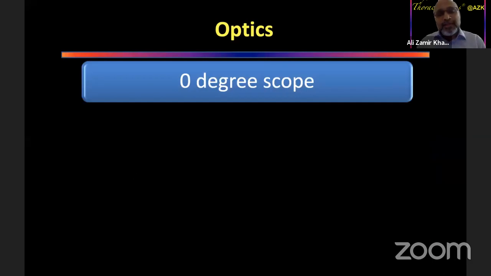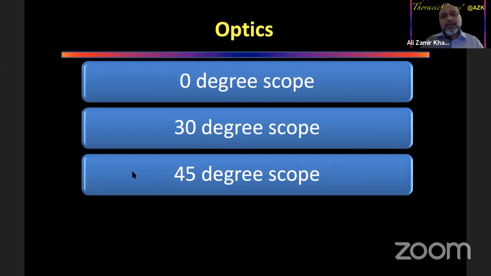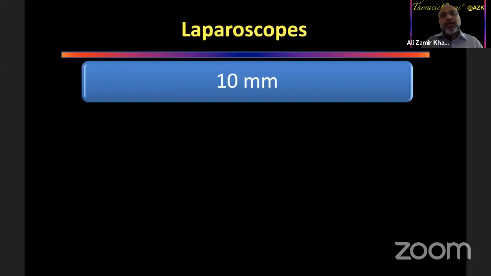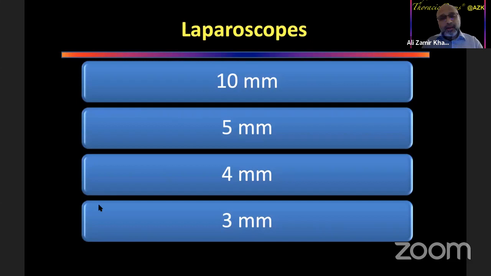So let's look at the optics of VATS and robotics first. So we all know it's very simple. There's 0 degrees, 30 degrees, 45 degrees. And then there is the new endochameleon, which can swing from 0 to 120 degrees. So these are the basic cameras that are available, telescopes that are available to you for doing the surgery. You can have 10 mm, 5 mm, 4 mm, 3 mm. They are really going down in size quite rapidly, and that's good.